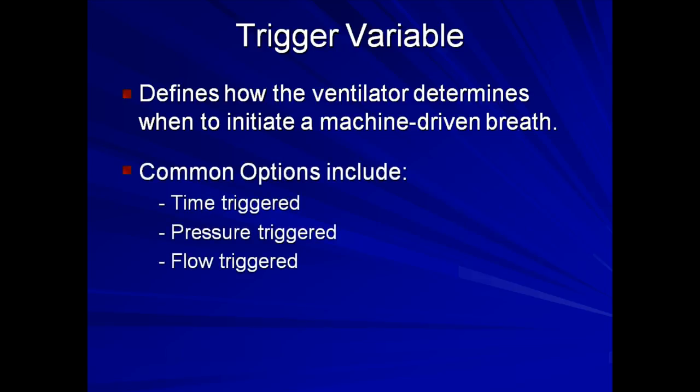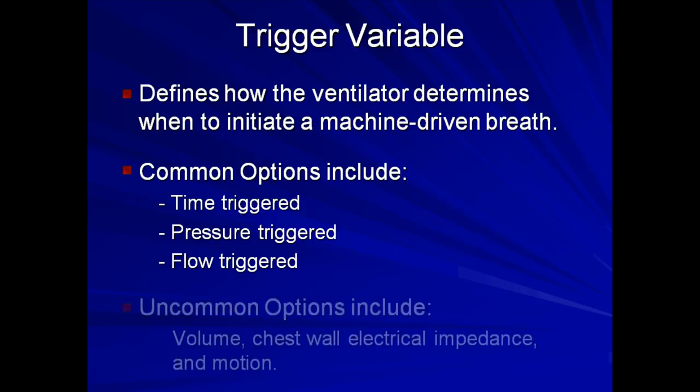For patients with spontaneous respirations, this variable may be set to either pressure-triggered or flow-triggered, such that the ventilator delivers a breath when either a threshold negative pressure or a threshold degree of flow is detected. Both pressure-triggered and flow-triggered ventilation are equally effective, and there is rarely an advantage to switching from one to the other, with the exception of patients with COPD who may do better with a flow trigger. Triggering options used less frequently include volume, chest wall, electrical impedance, and motion.